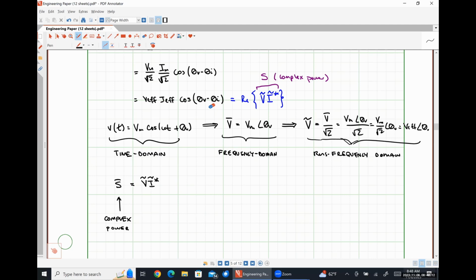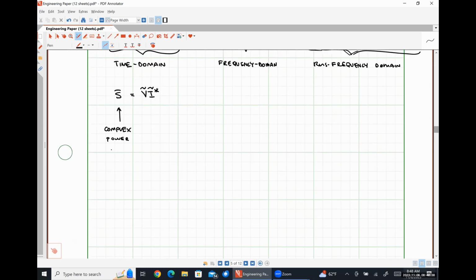So, electrical engineers made up units for complex power to differentiate it from average power. The unit for complex power is the volt ampere. Dimensionally, it is exactly the same thing as a watt, but we say volt amperes so that we know we're talking about complex power and not average power, which is measured in watts. Okay. So our unit here is the volt ampere.